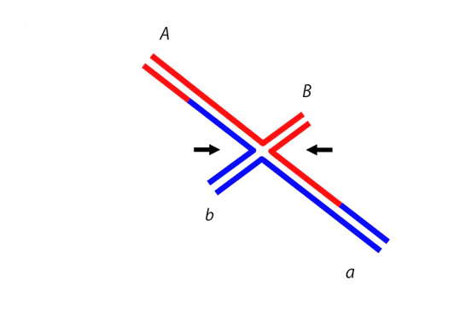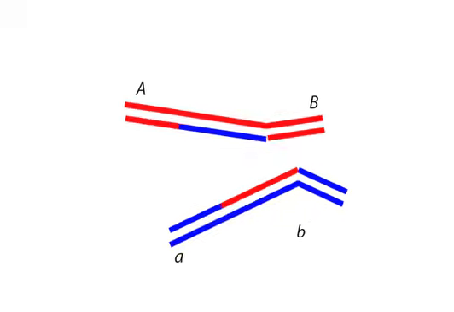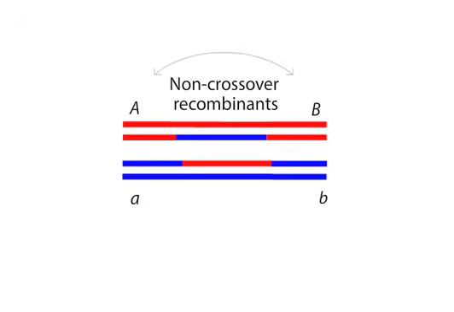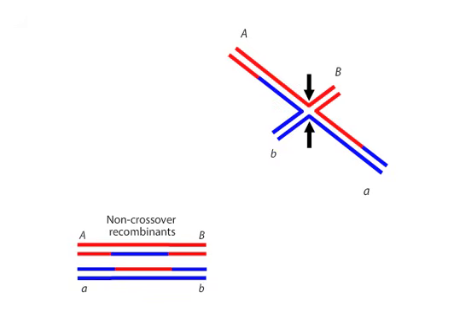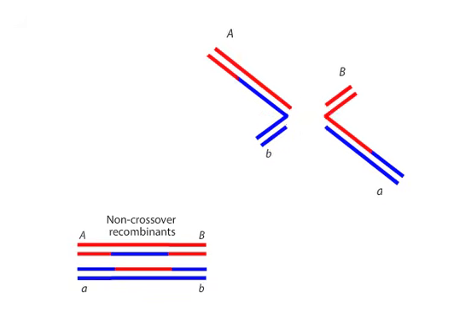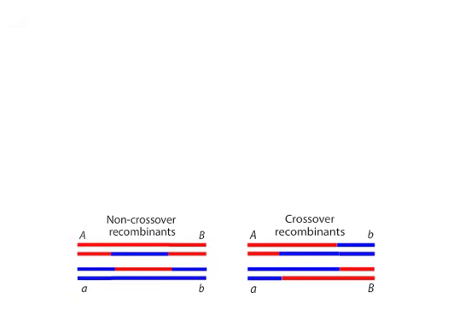This structure can be resolved by cleavage in the horizontal plane, leading to two molecules that do not show crossover of markers in genes A and B. If instead the same structure is cleaved in the vertical plane, both of the resulting recombinant molecules show crossover of markers in genes A and B. All products, regardless of cleavage plane, are heteroduplexes in the region of Holliday junction migration.